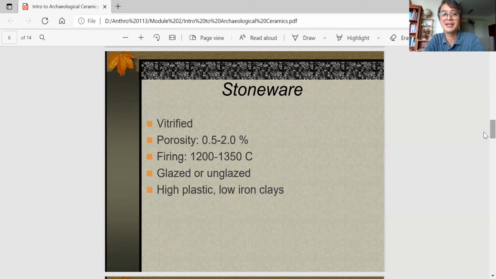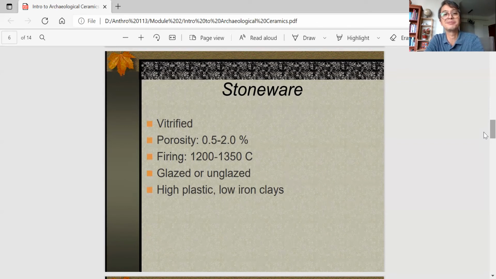Ibig sabihin, the liquid that you would put, for example, water in the vessel would escape less. No? The chances of escaping or going through the material would be less compared to the earthenware. Okay, mababa ang porosity. And then firing, it would be higher, no? 1,200 to 1,350 degrees Celsius.